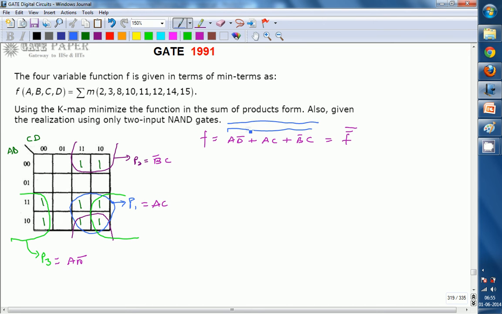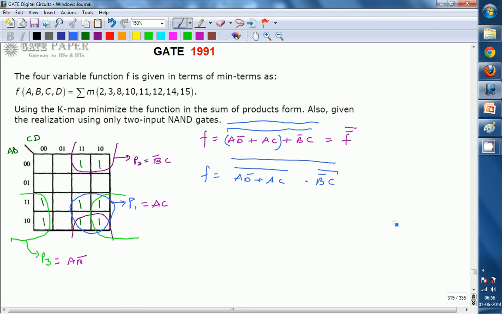For the first, inner complement, use De Morgan's law. Since you are going with 2 input NAND gates, take this as a product and this as some other term. So you can write it as AD bar plus AC whole bar multiplied by B bar C whole bar, into total bar. This is what you get. This is the first NAND gate output, this is the second NAND gate output. Those two outputs are connected to a third NAND gate so that you get F.